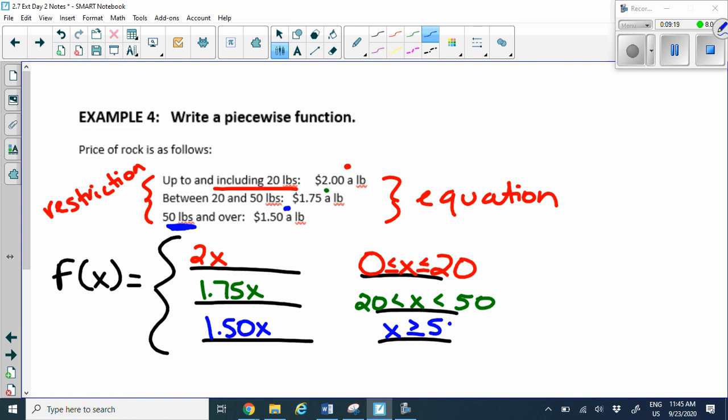We only have one part because there's not really an upper limit. It just says 50 pounds and over, and there's no upper limit that we have. So x is going to be greater than or equal to 50.